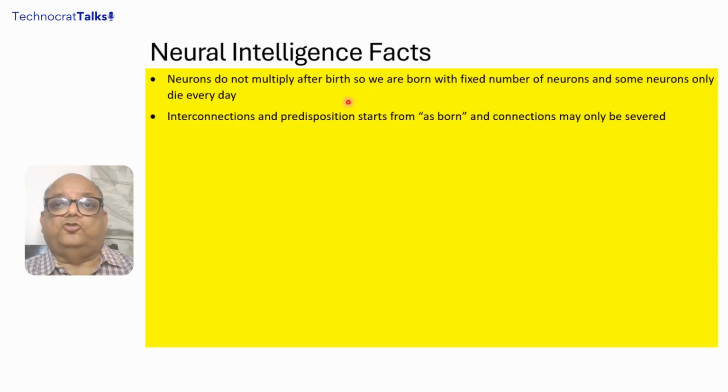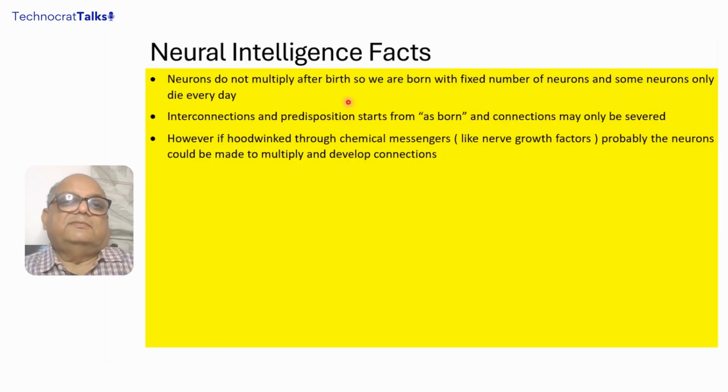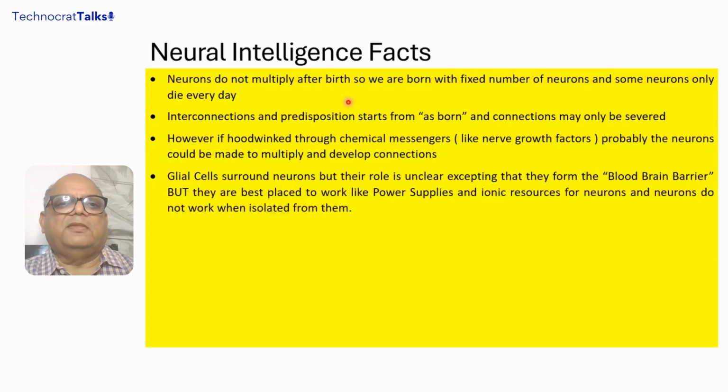Some connections may get reinforced, but new connections cannot be formed after birth. However, biochemists can hoodwink the cells through chemical messengers like nerve growth factor, which make the cell believe that the body has still not been born, that it is still under growth. So more neurons can probably multiply, probably. But normally it is not supposed to happen.